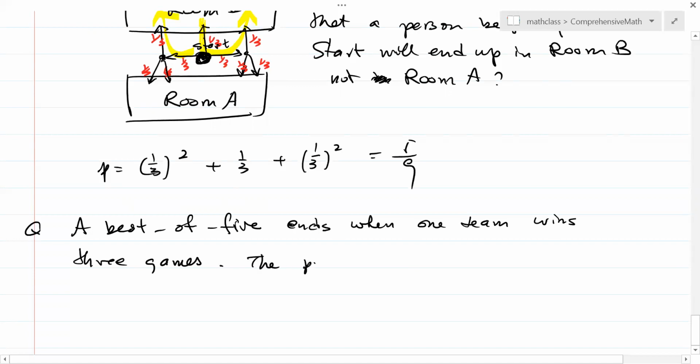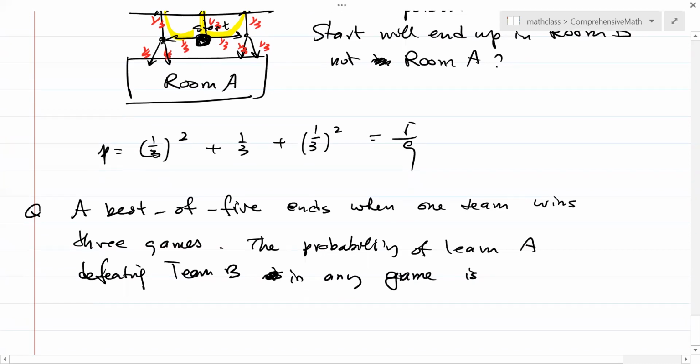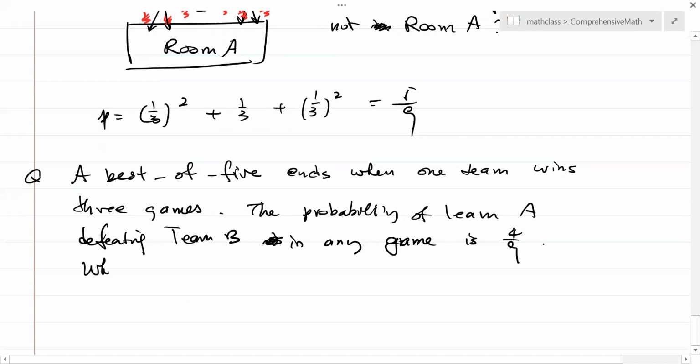So we know that the two teams here, the probability of team A defeating team B is given. Now this could be in any game. In any game, it could be 1/2, you know, they're equally good. It could be 2/3, or could be 4/9, right? For example. So my question is, what is the probability that team A will win this series?